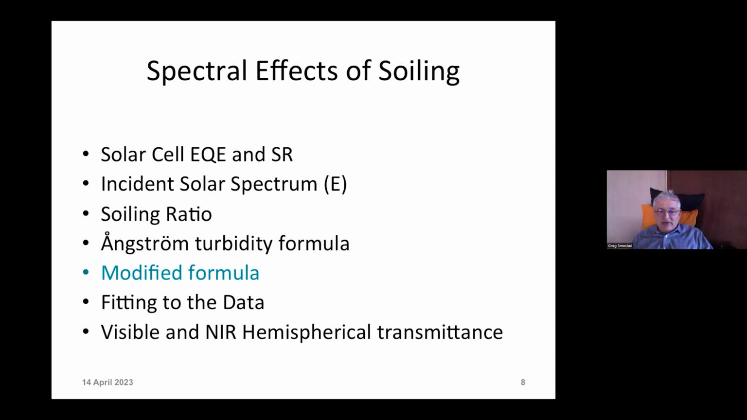We can look at the soiling ratio, which we will talk about. And then the Angstrom turbidity equation, which is usually applied to the atmosphere itself, but we applied it to the very thin layer of soiling on a solar panel. So we're applying a concept which was just used in the atmosphere for these particles, but we can also talk about it in terms of the solid state when these particles are deposited as a film. We modified the formula, the Angstrom turbidity equation, to do this new thing. And then we can fit it to the data.